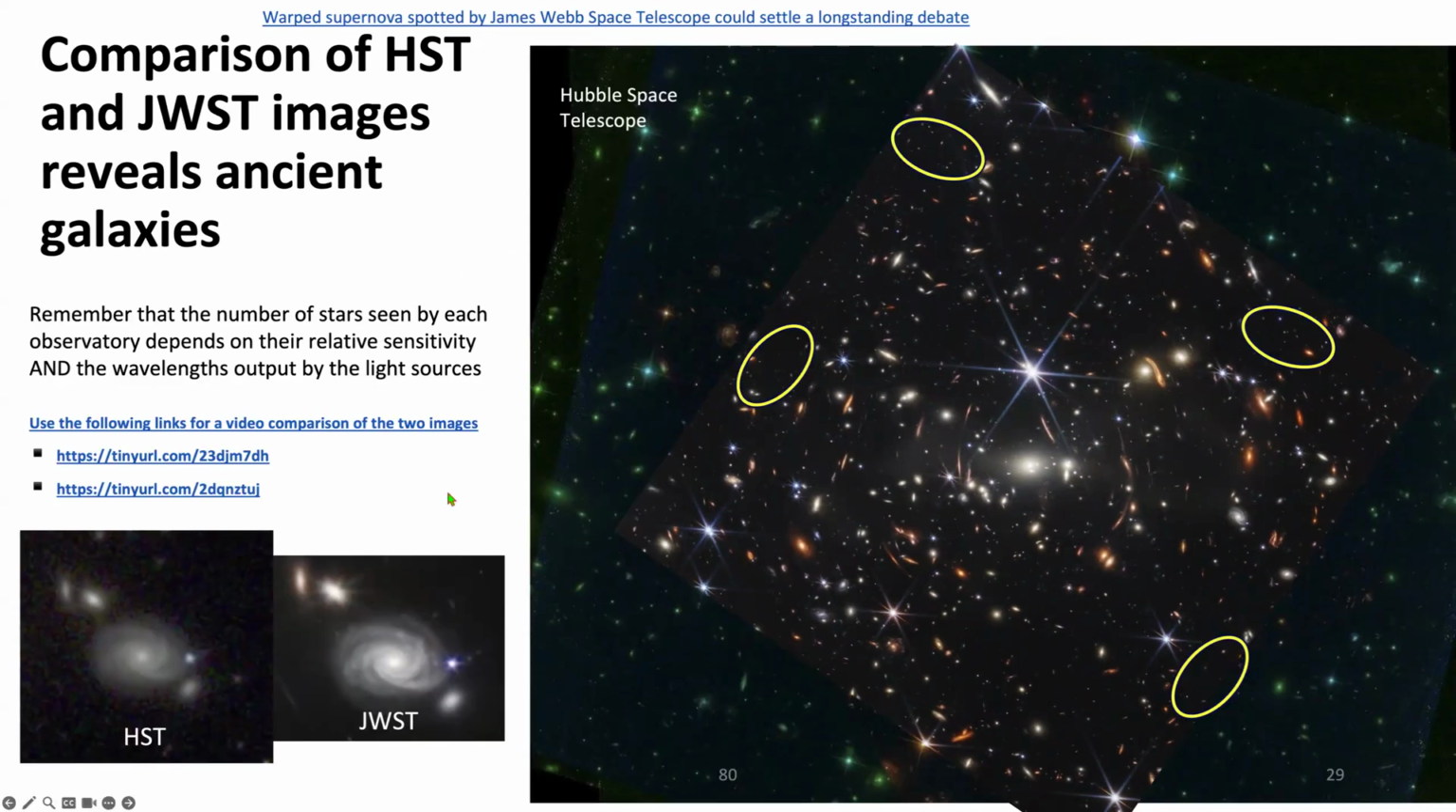Oh, and by the way, if you go on YouTube, I think these are YouTube links, you can see additional examples. This overlay I did, but there are others out there where people have overlaid images from Webb and Hubble, so you get a chance to see the difference.